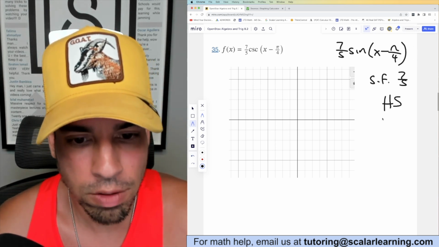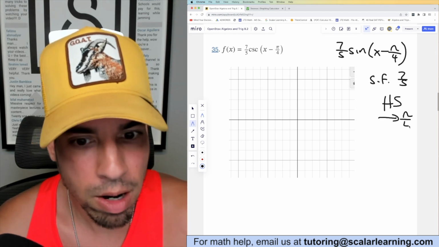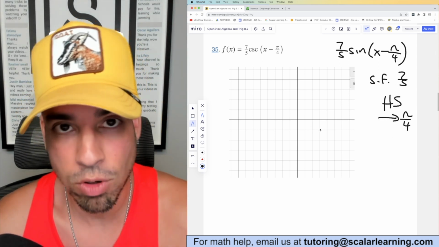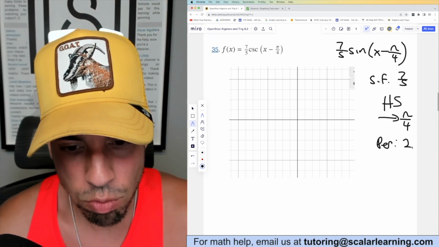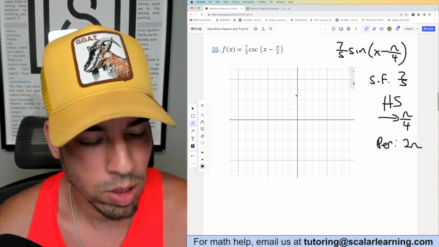And then we have a horizontal shift. And this horizontal shift is going to the right by pi over 4. Nothing else is being changed. It's not being vertically shifted. The period's not changing, so the period is our standard 2 pi. So now we have enough information, we can start plotting this out.